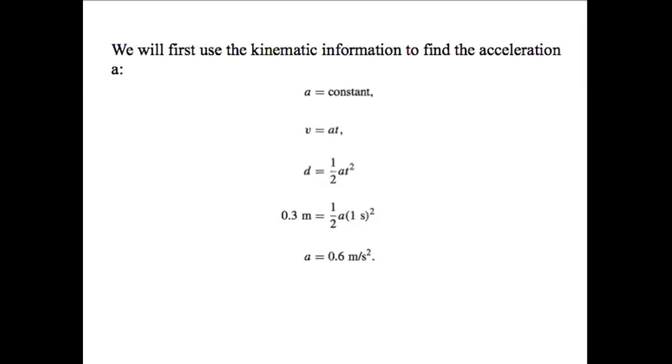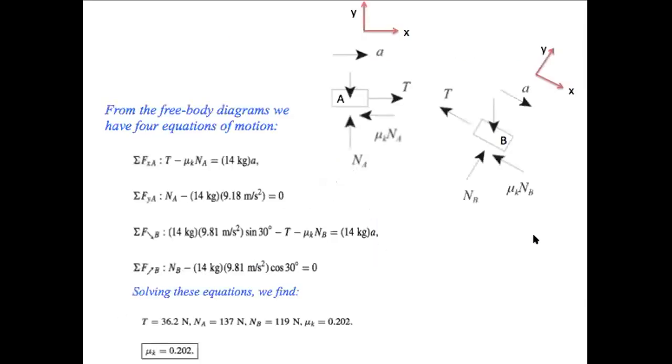After that, we have to draw a free body diagram of the boxes. Okay, this is a free body diagram for box A. This is a free body diagram for box B. As you can see, we have acceleration only in the x direction for both boxes, meaning the acceleration in the y direction is 0.